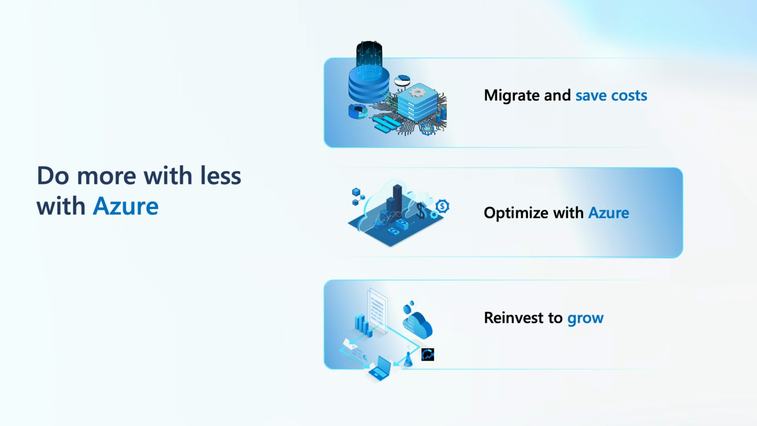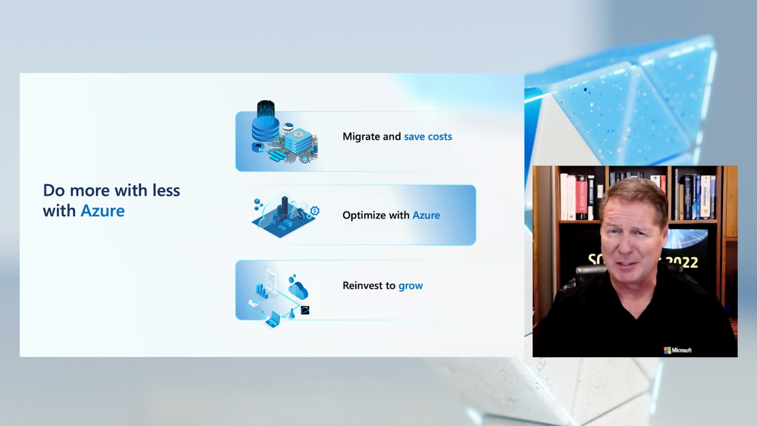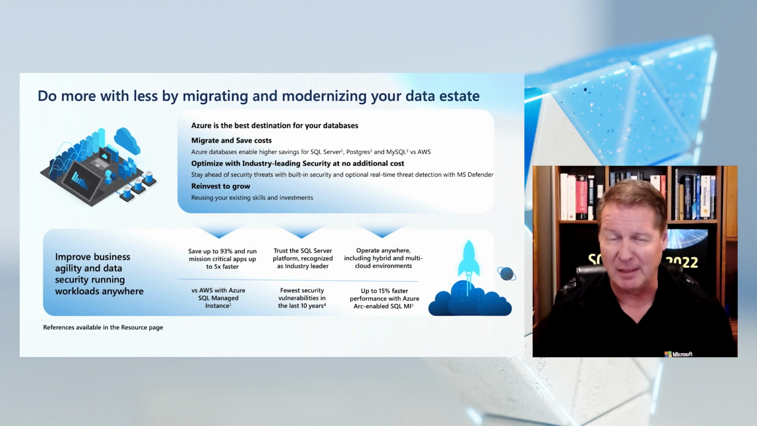And finally, I need to reinvest. I need to make sure that I'm reusing my existing skills. So if you think of these 3 areas, it's migrate to save costs, optimize, and reinvest. Here are some examples of what we mean by that.